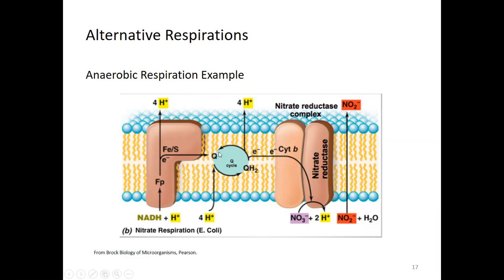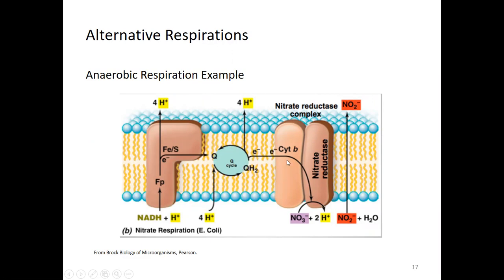So this is on the membrane of the cells. Here's the inside of the cell at the bottom and the outside of the cell at the top. It's going to take NADH and donate electrons from NADH to this FES complex. That's going to pump 4 hydrogens out of the cell, and pass the electrons to a quinone. Quinone will carry an additional 4 hydrogens out of the cell.